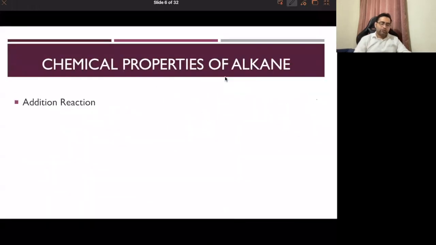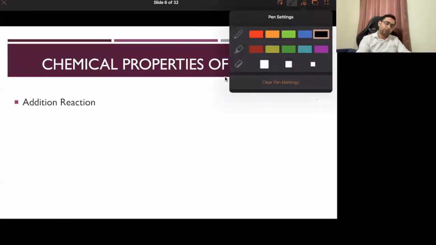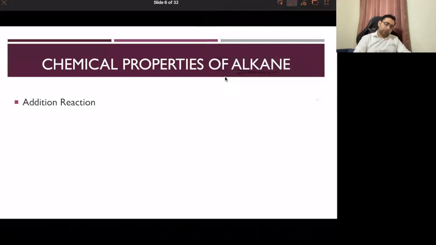Next is the addition reaction for alkenes. Alkenes give addition reactions because of the double covalent bond. Now, in addition reaction, this is an alkene. One more thing I want to tell you. This is CnH2n+2, the formula for alkane, and CnH2n is for alkene. Alkenes are unsaturated.